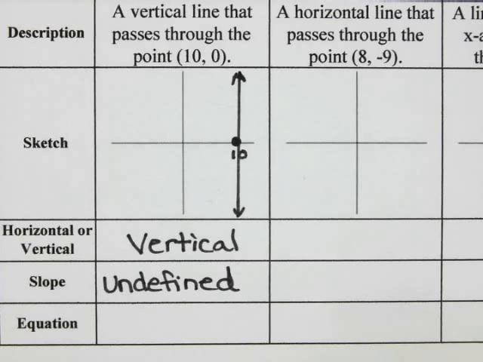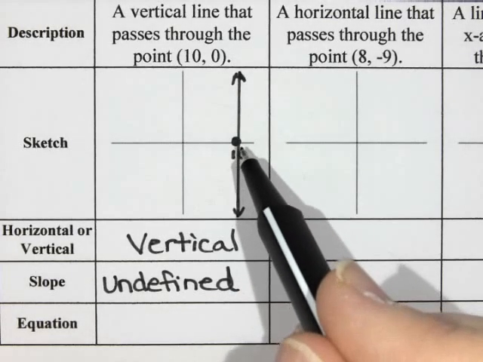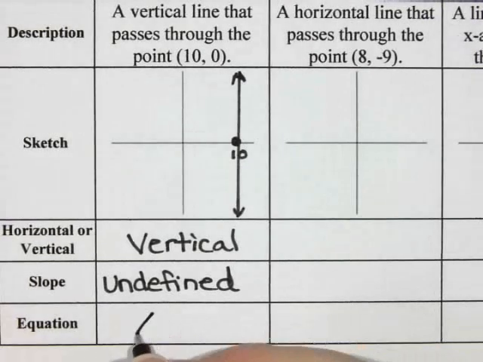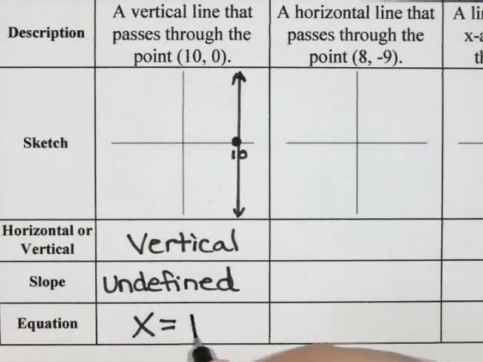And then what's the equation of that line? Well, the line is crossing through the x-axis. So I'm going to write x equals. And then it is crossing through the x-axis at 10. So I'm going to write x equals 10.